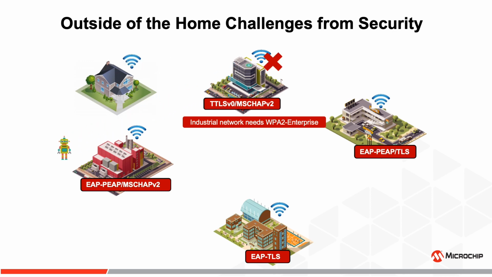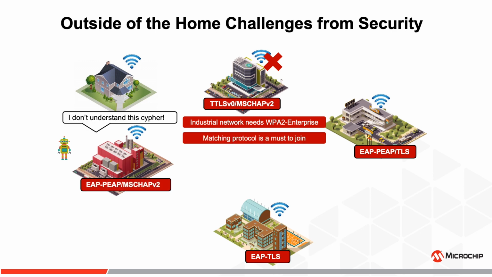So moving on to a second location, now this location requires yet another cipher or protocol called EAP-PEAP. And once again, he doesn't understand that cipher and can't gain access. So you require a matching protocol to join that network, and we don't support that if we're a personal area network software load. So we move on again.